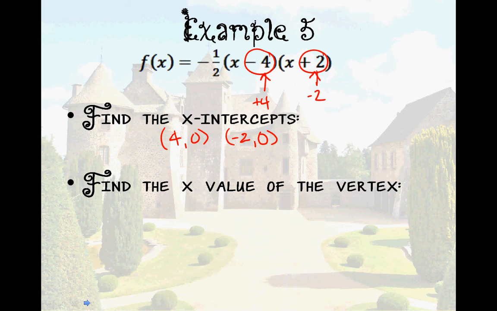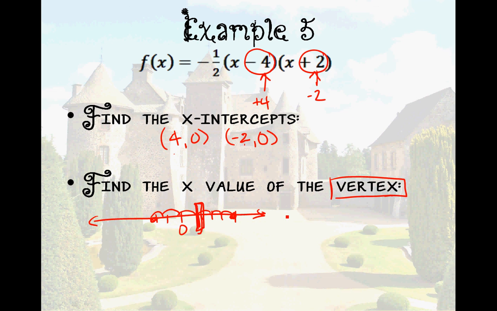Okay, and the x value of the vertex, so remember I told you that the vertex is halfway in between these 2 points. So if you think of a number line, here's one of them, here's the other. So if you go halfway in between, you go one this way, one this way, one this way, one this way, one this way, one this way, and so this ends up being the halfway point.